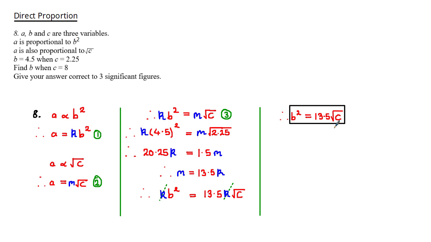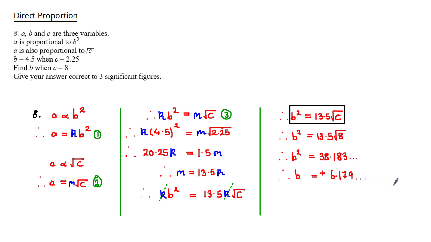We can use this formula to find b when c is equal to 8 by subbing this value into this formula, giving us that b squared is equal to 13.5 times the square root of 8. Evaluating the right hand side, we get that b squared is equal to 38.183 and so on.